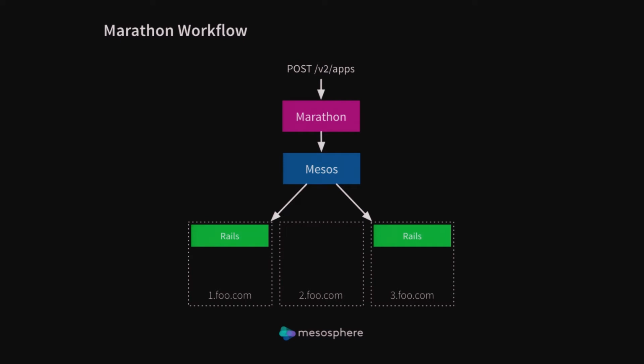In this case, I just told Marathon, run 2 Rails processes. Marathon talks to Mesos and says, where are resources available in the cluster? And Mesos says, 1.foo.com and 3.foo.com have some capacity that fits your application. So it's going to schedule it on those nodes. And then when you start another application, that might run somewhere else. So the play app that I started here runs on 2, and the other play process runs on 1.